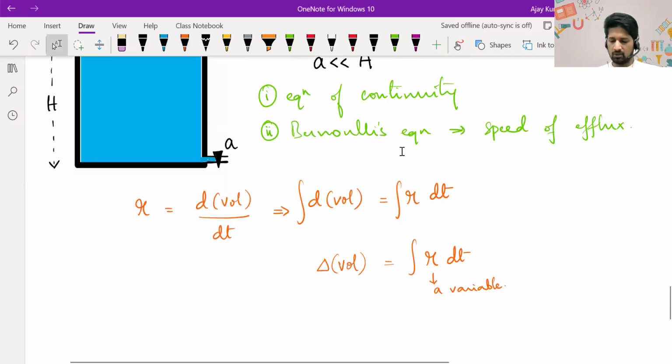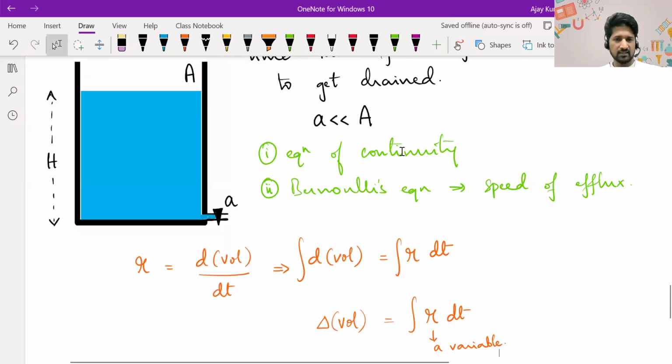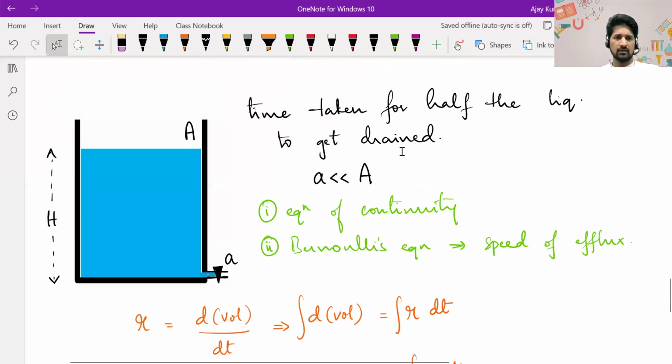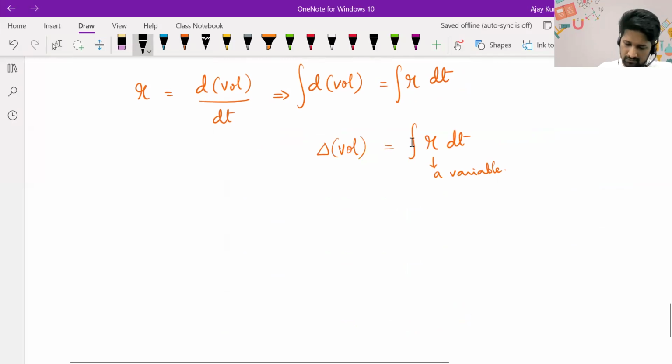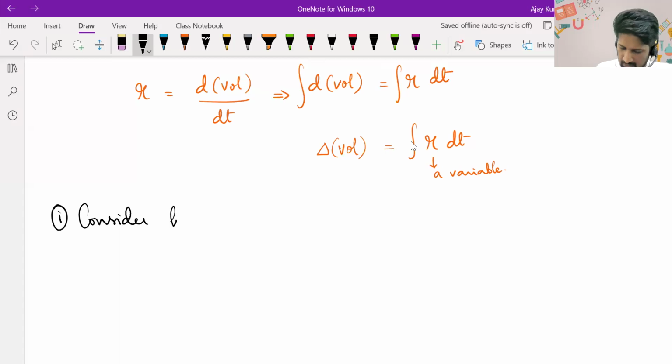So do this, all of you. I think I have given you sufficient hints. Take a screenshot of this quickly. Area of cross section of the tank is capital A. Area of cross section of the tap is small a. Height of liquid initially is capital H. We know that height keeps changing. So first, consider height as small h, which is basically a variable.